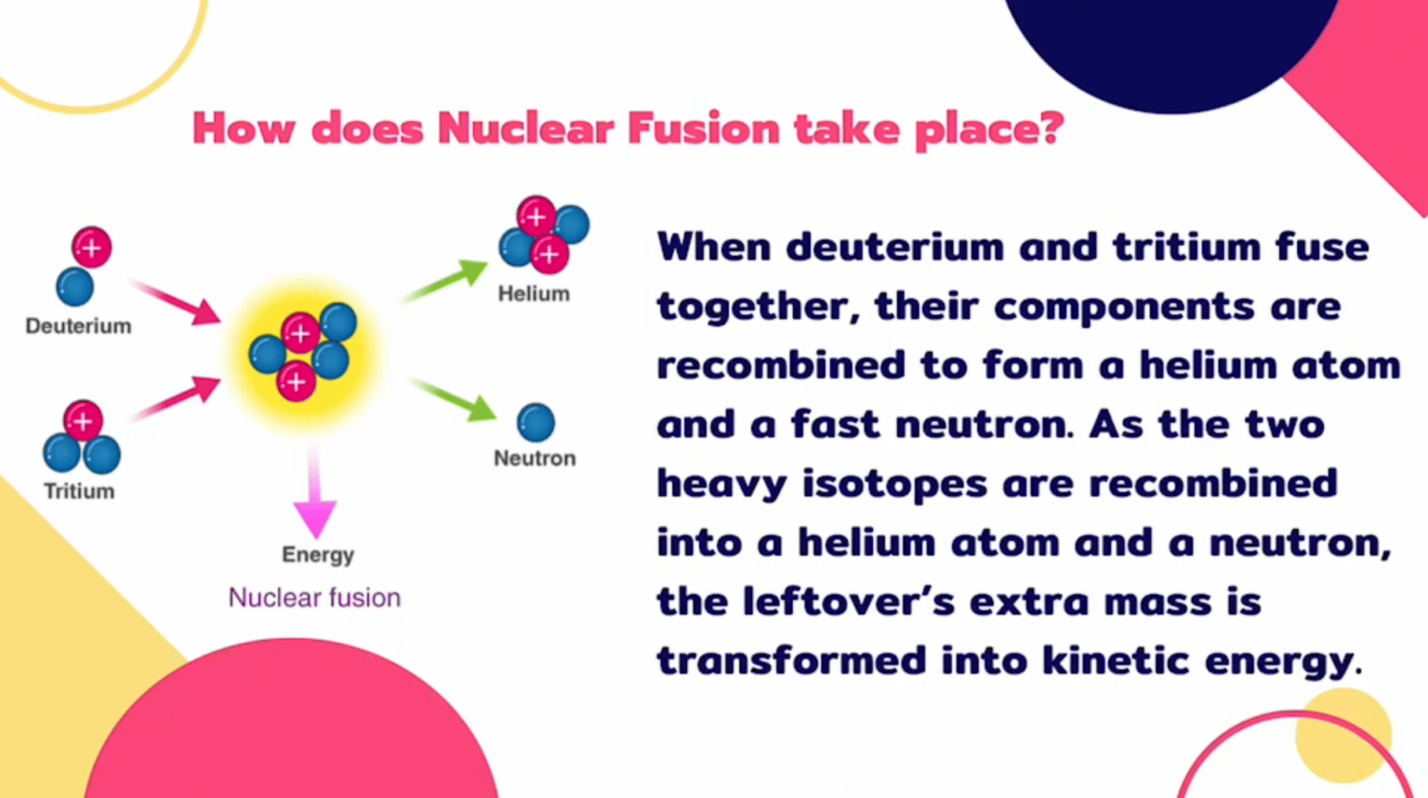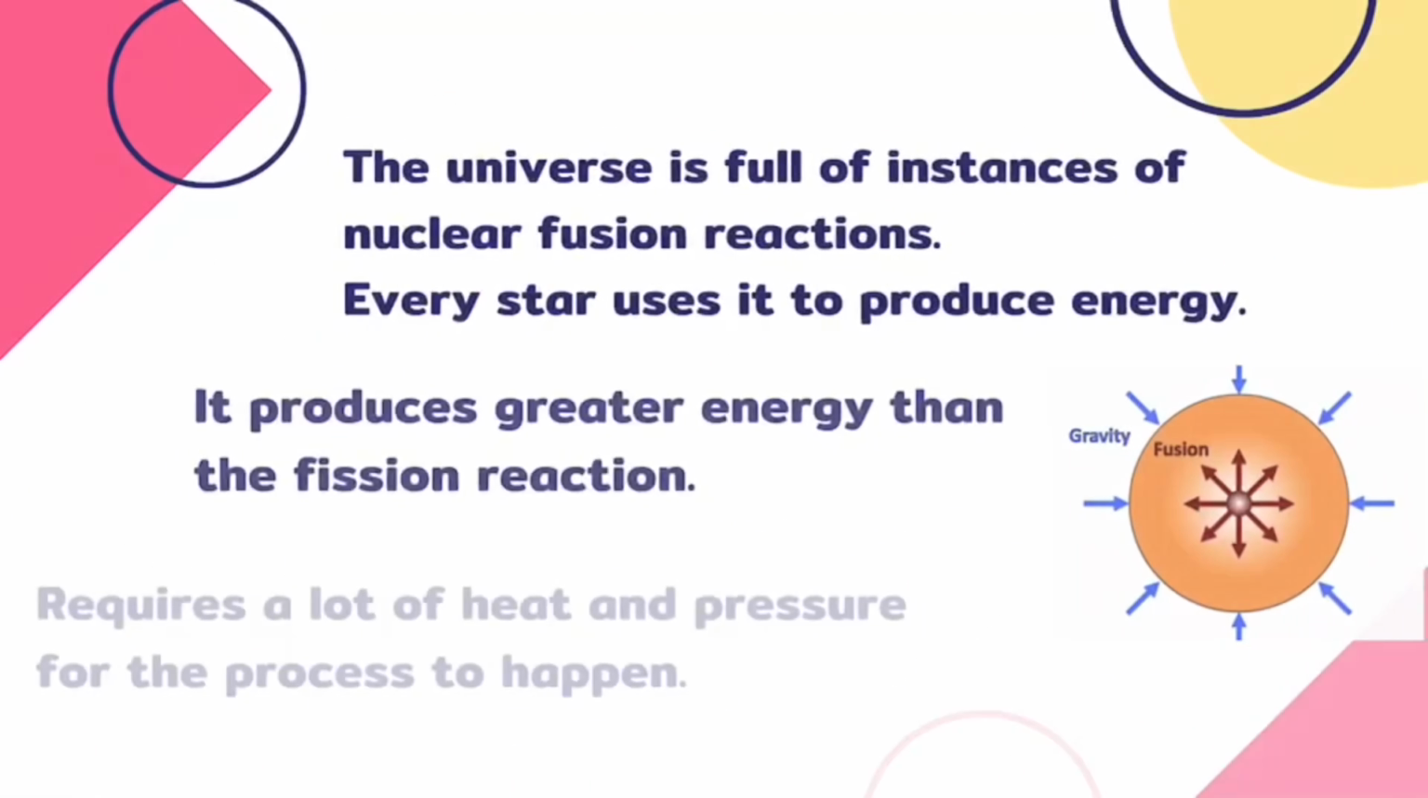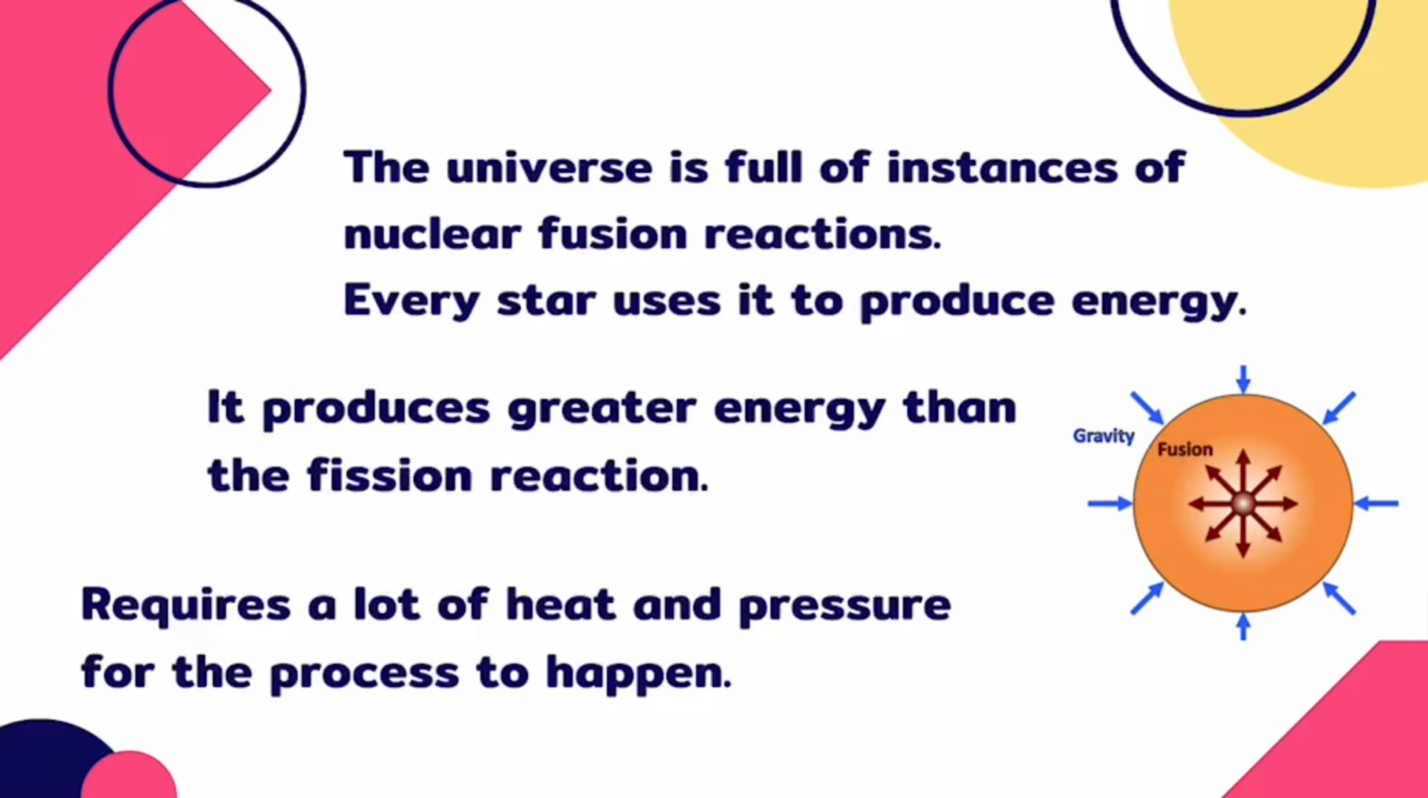As the two heavy isotopes are recombined into a helium atom and a neutron, the leftover extra mass is transformed into kinetic energy. The universe is full of instances of nuclear fusion reactions. Every star uses it to produce energy. It produces greater energy than the fission reaction, and it requires a lot of heat and pressure for the process to happen.